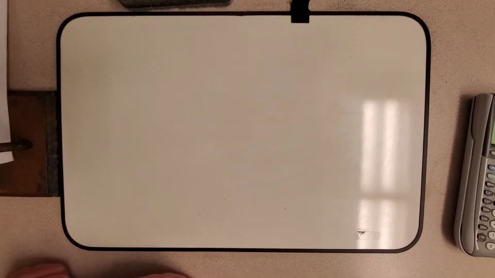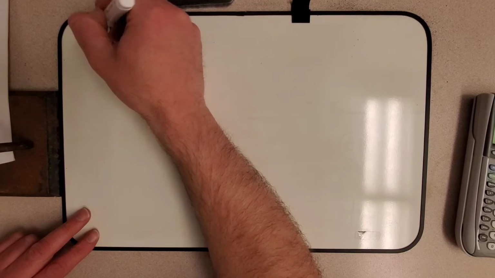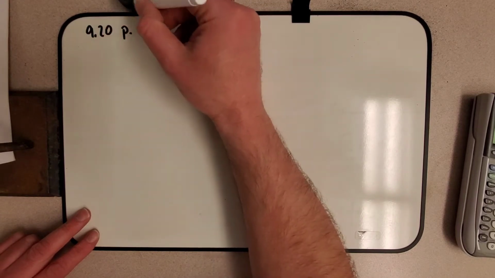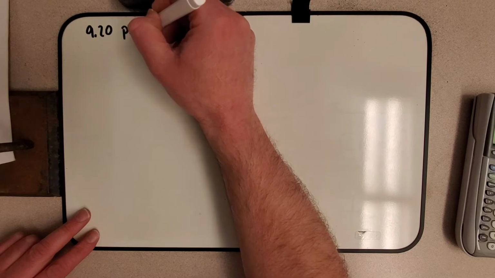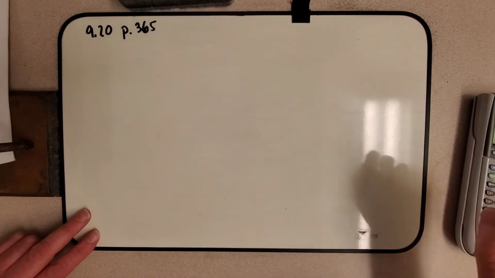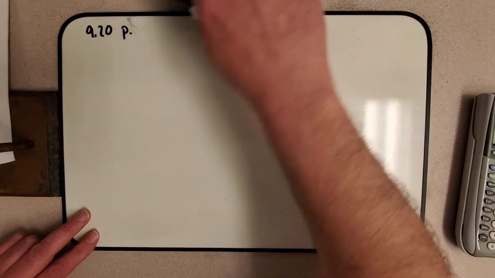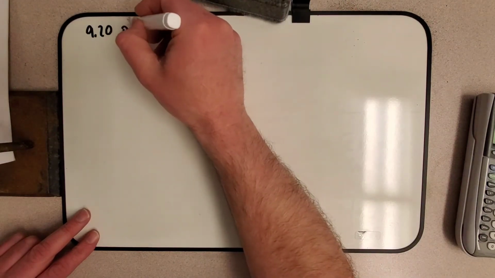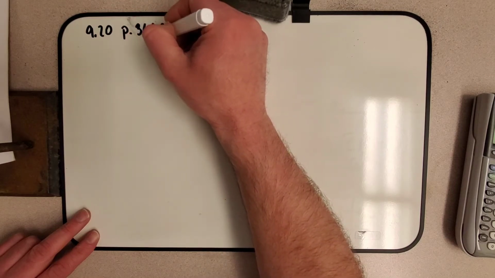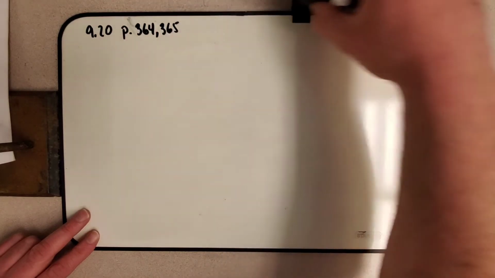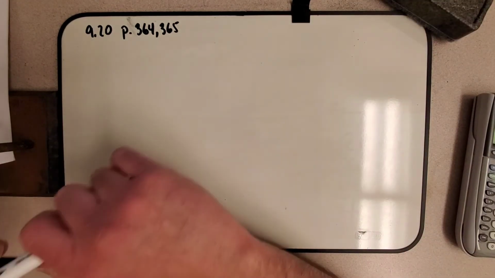Alright guys, so moving now to example 9.20 on page 365. Actually it is 364 and 365. It's going to be on 2 pages. And again, I just taught you the strategy on how to solve all of these empirical formula problems, and so we're going to use this strategy to solve this problem. Okay, so let's start with what's given.